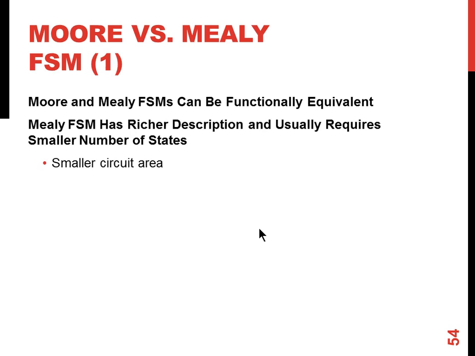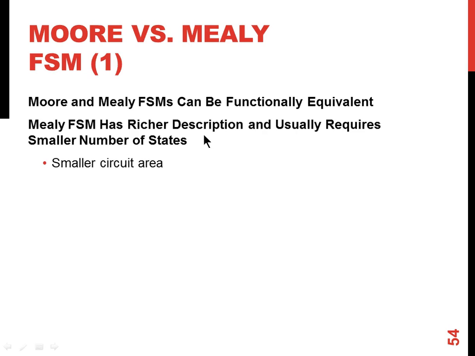Moore and Mealy FSMs can be functionally equivalent, so there is nothing that a Mealy FSM can do that cannot be done by a Moore FSM. It is just the way the FSMs are designed. They are called Moore FSM and Mealy FSM, thinking that the design with either option can be done with the other option. But there are obviously certain advantages of using a particular type of FSM.